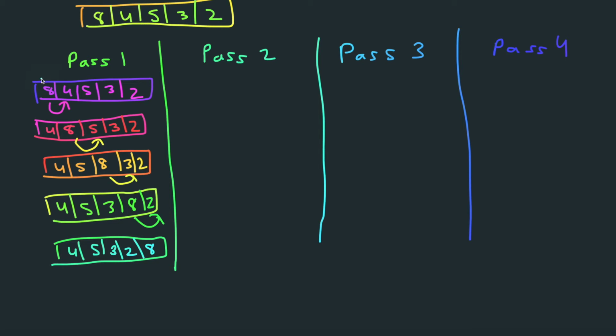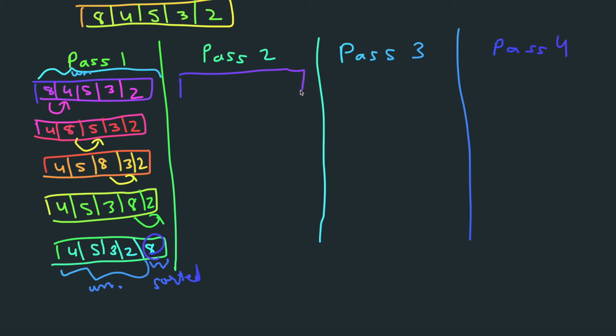So what ends up happening after the first pass is the initial array gets divided into two parts, unsorted and sorted, right? And the maximum element in the unsorted array ends up being bubbled to its correct position. Now let us consider pass 2.